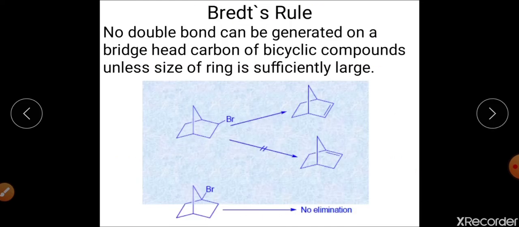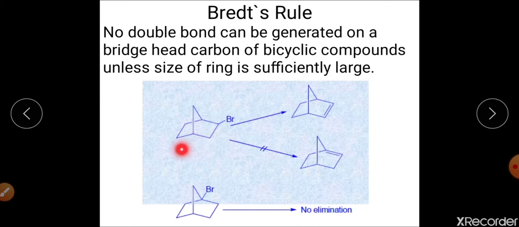Now sometimes Bredt's rule will also be followed during the elimination reaction, and that will also tell you about the orientation of the elimination reaction. And what is that rule? According to this rule, we cannot form the double bond on the bridgehead carbon.